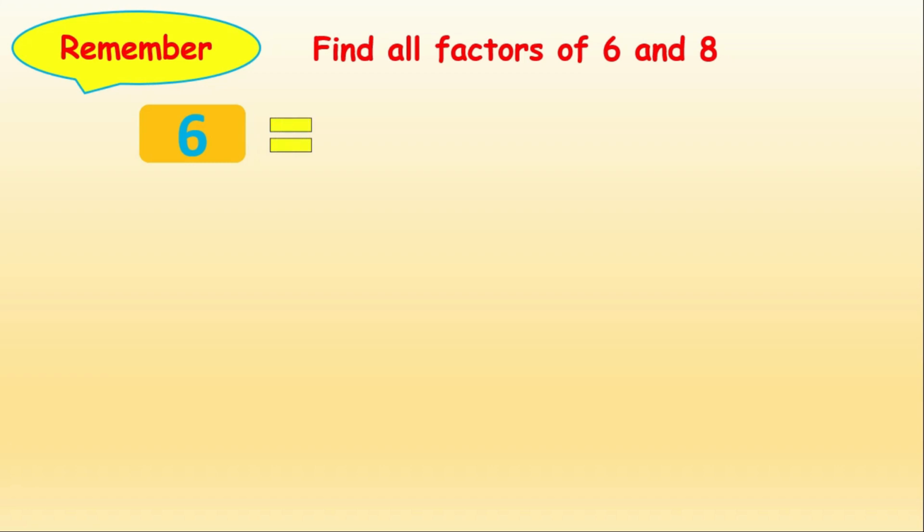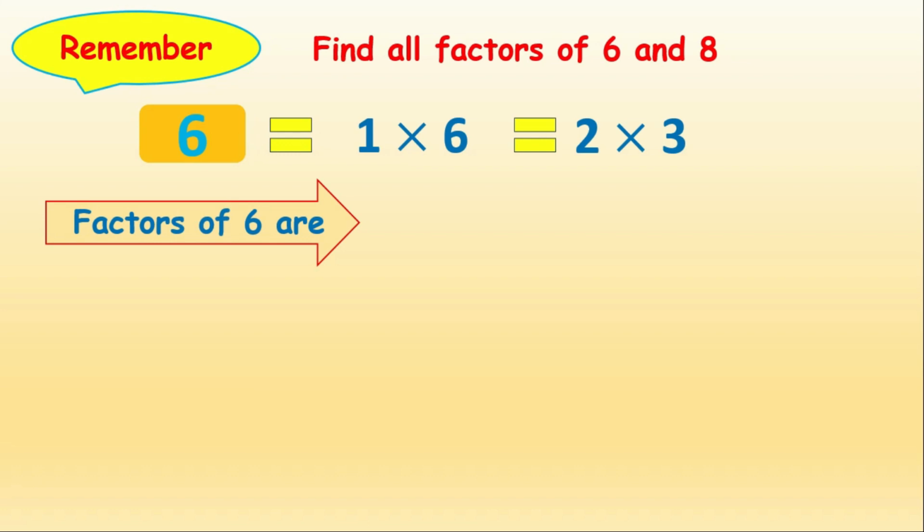So now let's remember how to find the factors. For example, find all factors of 6 and 8. 6 equals what? 1 times 6, and also 2 times 3. Got it? Can you remember? So factors of 6 are 1, 2, 3 and 6.